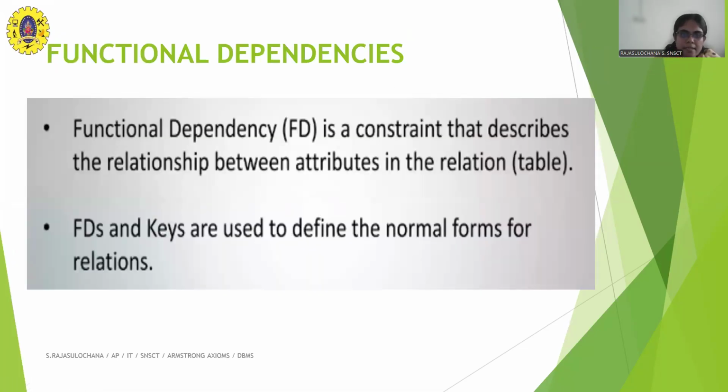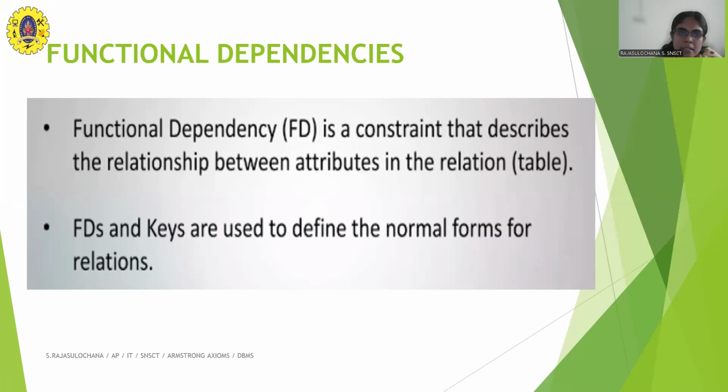So the definition says that functional dependency is considered as a constraint. This constraint helps in identifying the relationship between a pair of attributes in a given relation or in a given table. So, as you already know, a relation contains a set of attributes. Functional dependency is all about identifying the relationship between those sets of attributes.